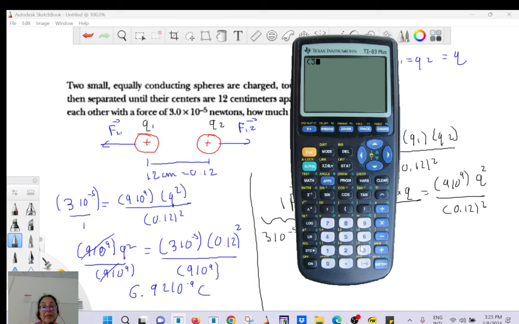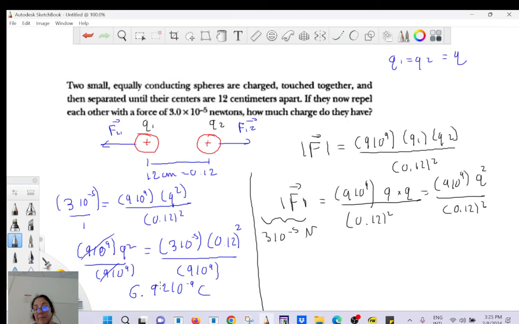Do you want me to do it or you're good? Okay, you have to frame it. So 3 times 10 to the negative 5, times 0.12 squared, divided by, open the parenthesis, 9 times 10 to the 9, enter, and then you take the square root of that. Here we go, 6.93 times 10 to the negative 9. So that will be Q.